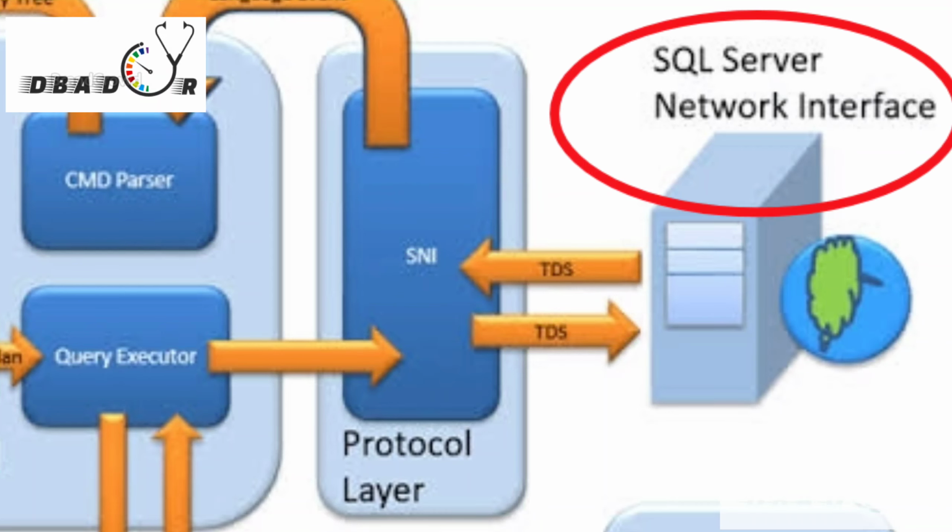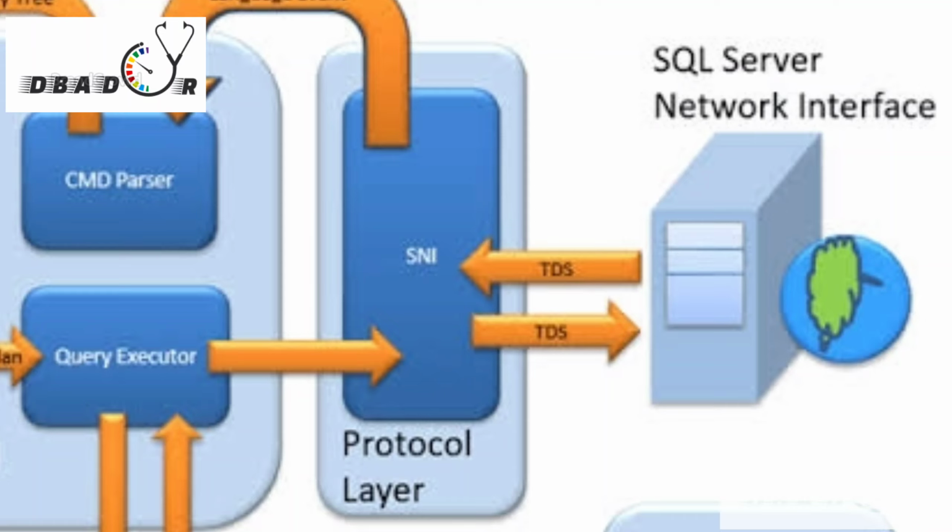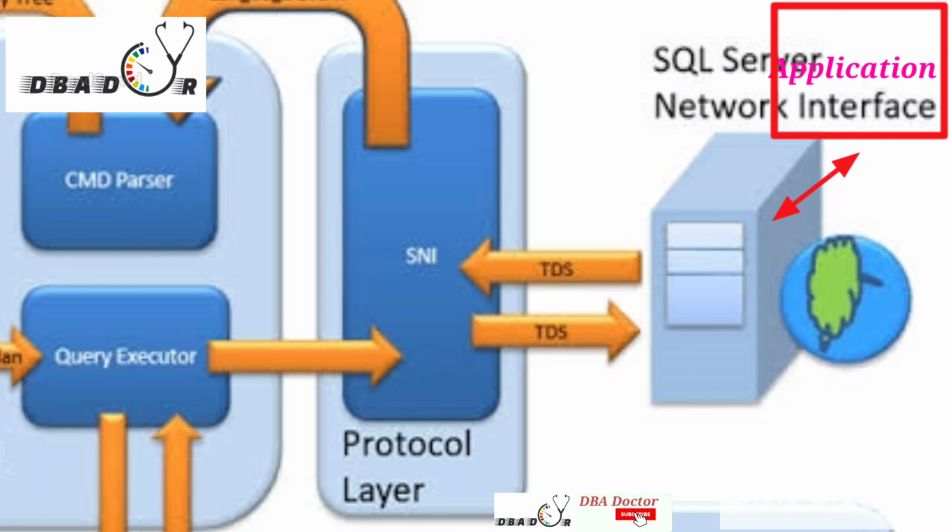SQL Server network interface is the first layer, which is used for communication. This is a communication protocol used to communicate with MS SQL Server. In the sense, when an application is trying to connect to SQL Server, first it will go to the SQL Server network interface. From the SQL Server network interface, via TDS it moves to the protocol layer.